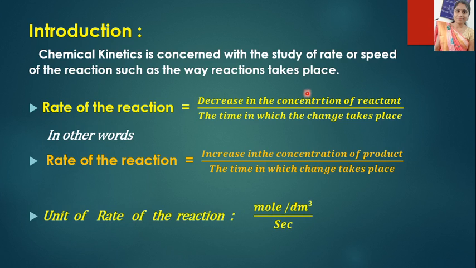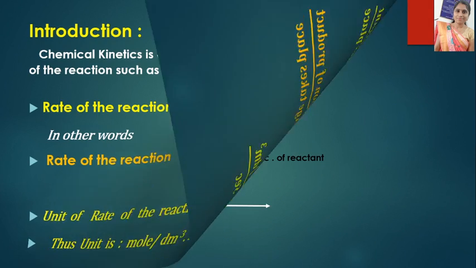The unit of the rate of reaction: concentration is expressed in terms of moles per liter, and the unit of time is the second. So the overall unit is moles per liter per second, or mol dm^-3 s^-1.